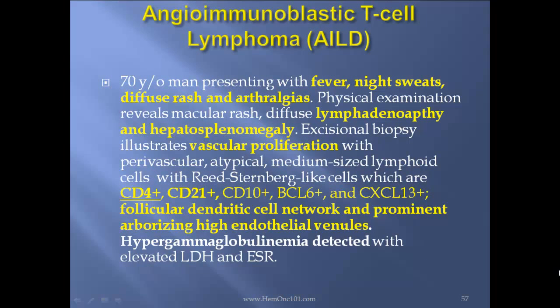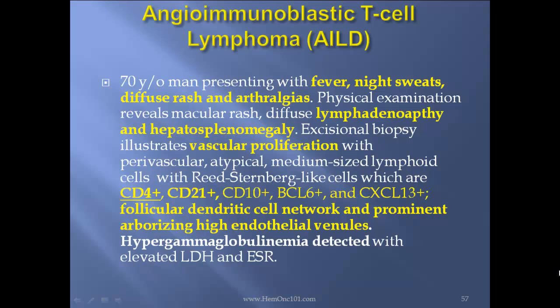Angioimmunoblastic T-cell lymphoma. Case report: 70-year-old man presenting with fever, night sweats, rash, and arthralgias. Physical exam reveals macular rash, diffuse lymphadenopathy, and hepatosplenomegaly. Excisional biopsy illustrates vascular proliferation with keywords perivascular, atypical, medium-sized lymphoid cells with Reed-Sternberg-like cells, which are CD4 positive, 21 positive, 10 positive, BCL6 positive, CXCL13 positive. Follicular dendritic cell network and prominent arborizing high endothelial venules.